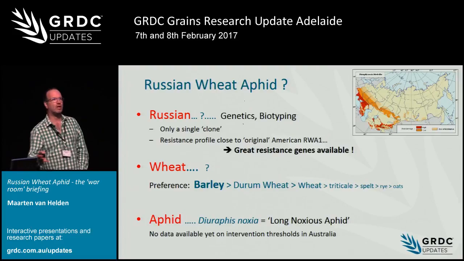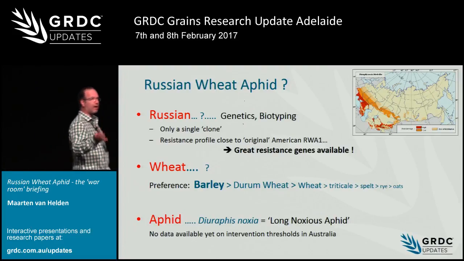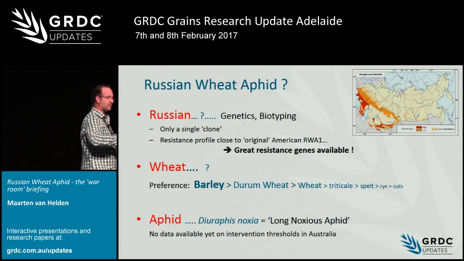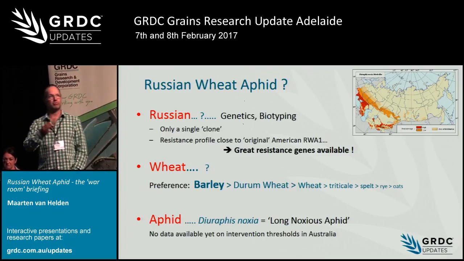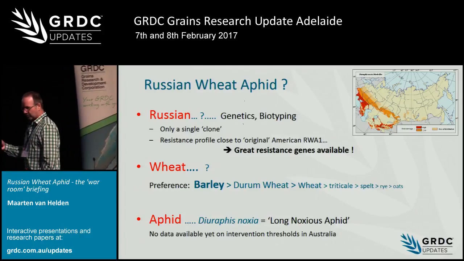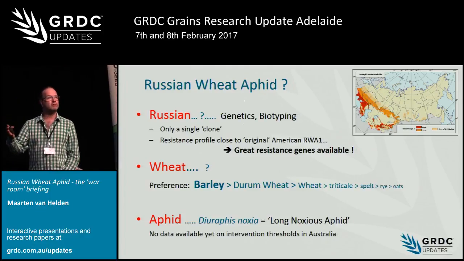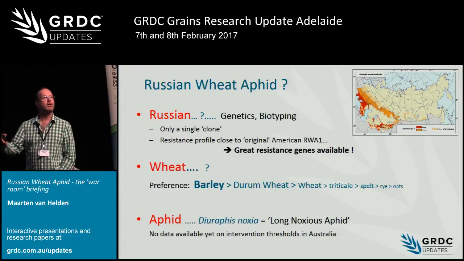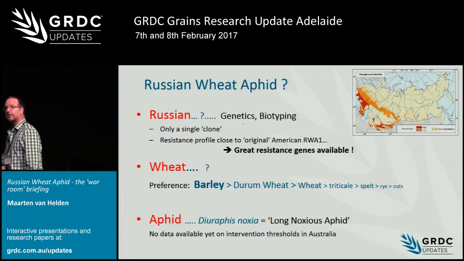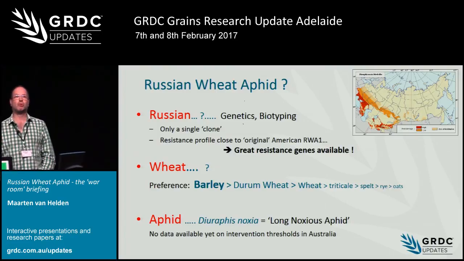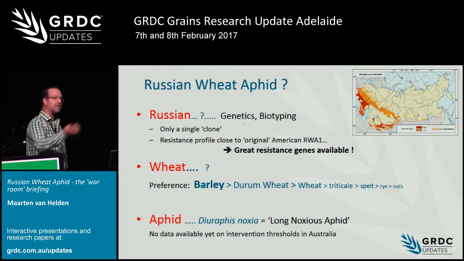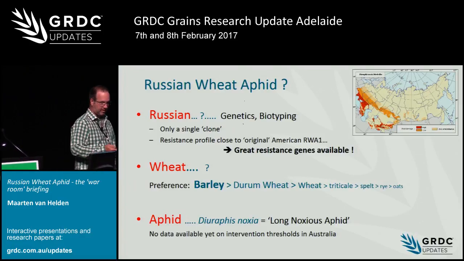There's a lot of work being done using genetic studies. We've been doing a lot of biotyping. It's still being analyzed, so I'm not sure. It seems as if we have something which is close to the original American biotype that Frank talked about, which is Russian wheat aphid 1, RWA1, which is in fact quite good news. I should probably say it's great news, because that means that all the work that the Americans have already done in trying to find resistance genes and getting them into cereal lines, we can use that. We can probably quite easily start to breed resistance into our Australian wheats.